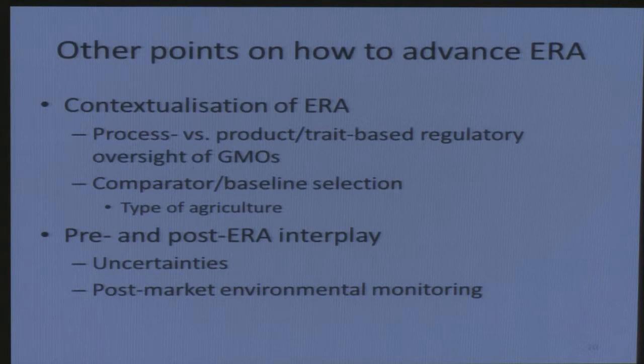And then there were some other points raised during the panel discussions. I only reflect on those that are really related to how to advance environmental risk assessment. I think the point of the contextualization of the ERA is a very important one. And I link the process versus product-based regulatory oversight discussion to that. Also, the selection of the comparator you use in your risk assessments will be related to the context. So you might consider different types of agriculture in your assessment. It depends on which baseline you want to use, but this is again a protection goal. So it depends from one region to another.